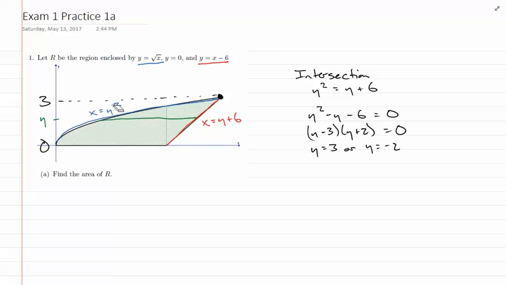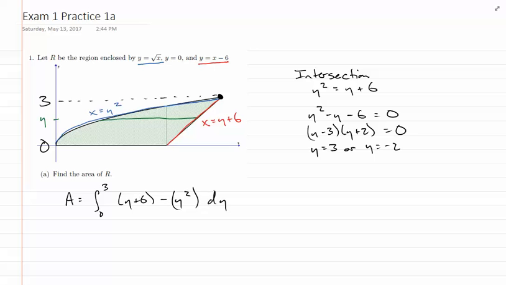And you can quickly check: when y is 3, 3 squared would be 9, and then 3 plus 6 would also be 9. So it happens that the x-coordinate here is 9, but that's not really important here. What is important, since we are doing it with respect to y, is that y goes from 0 to 3. So the area is going to end up being the integral from 0 to 3, the right function minus the left function. So the right function is y plus 6, the left function is y squared.